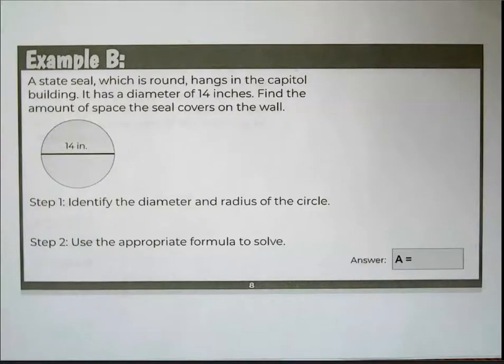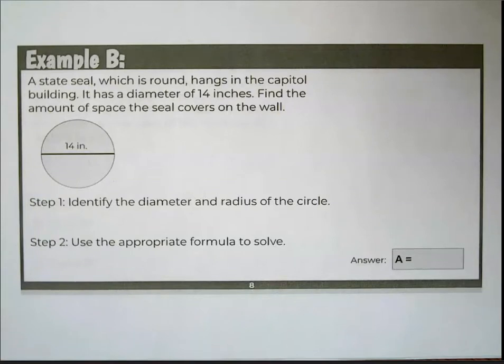Okay, example B. This is a word problem. This is what you're more likely to see, even though it would be multiple choice, but at least this is closer. A state seal which is round hangs in the Capitol building. It has a diameter of 14 inches. Find the amount of space the seal covers on the wall.